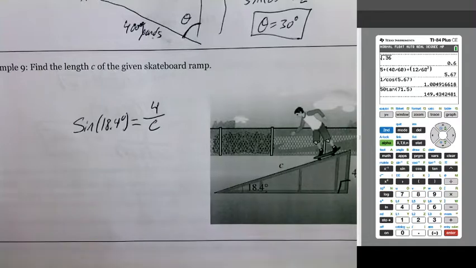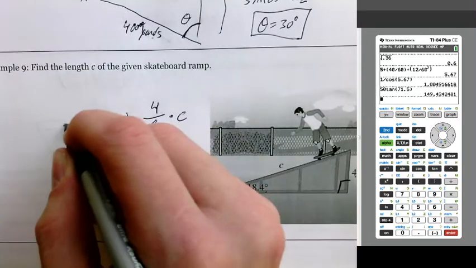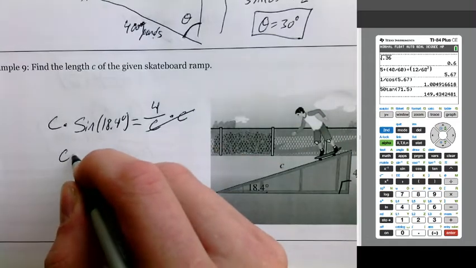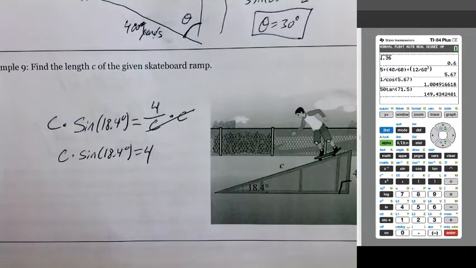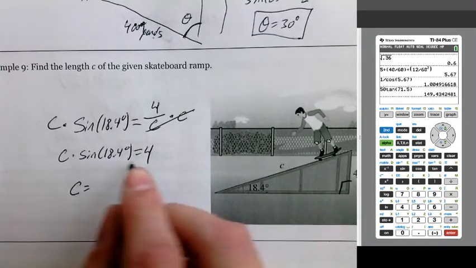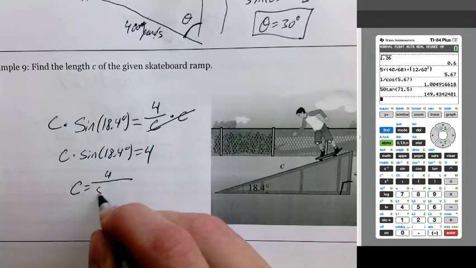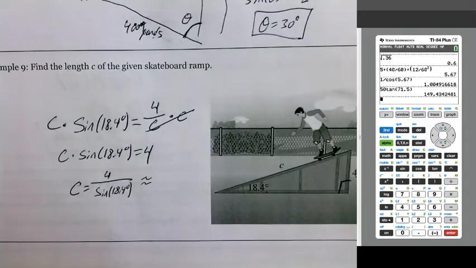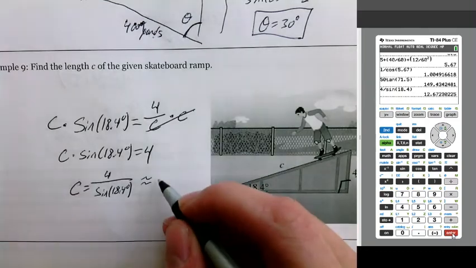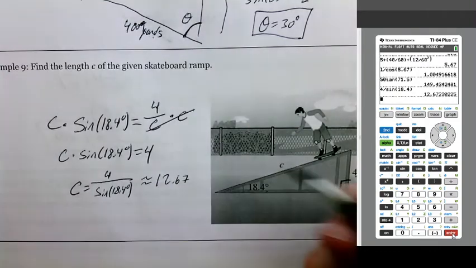So how do we solve for C then? It's in the denominator, so we multiply both sides by C to get it out of the denominator. Now we get C times sine of 18.4 degrees equals 4. Solving for C, we divide both sides by sine, so it's 4 over sine of 18.4 degrees. Let's find the length of this ramp using our calculator. 4 divided by sine of 18.4 degrees. And we find the length of the ramp is about 12.67 feet.